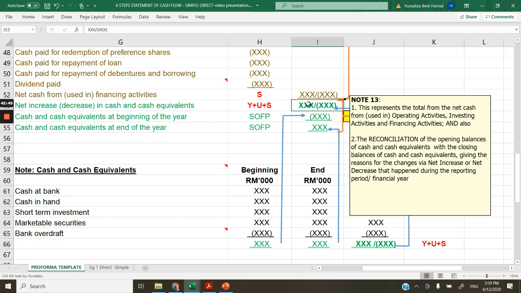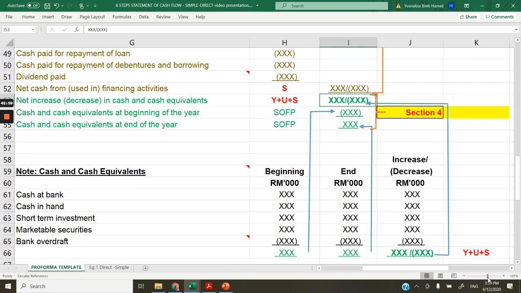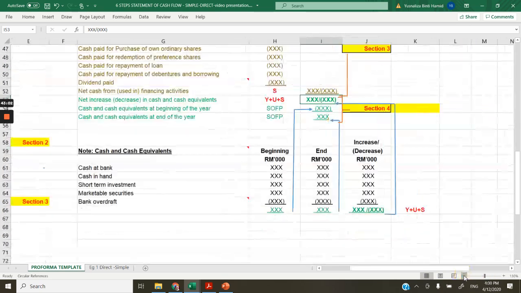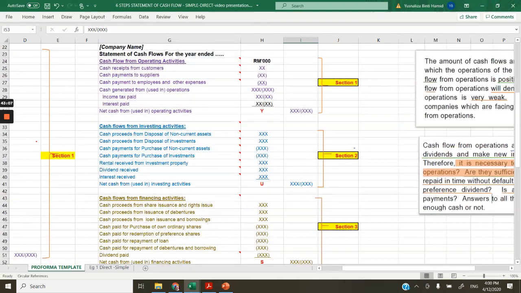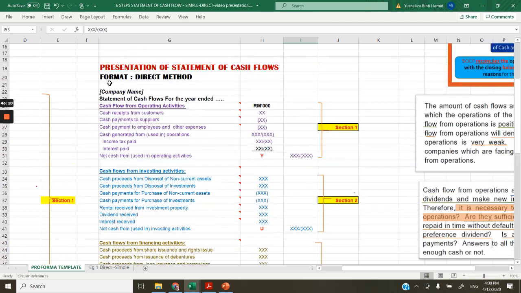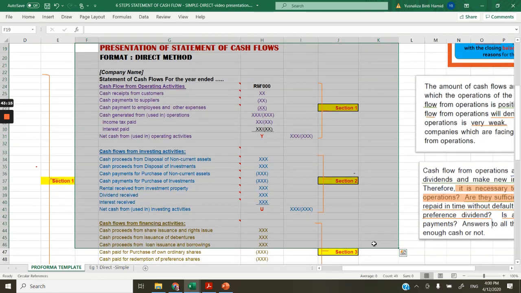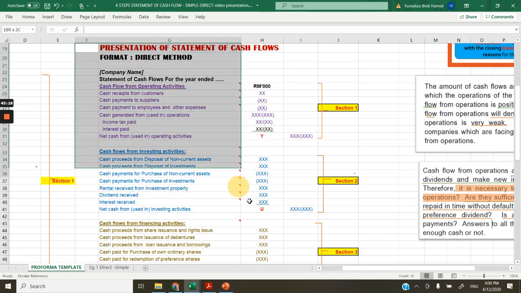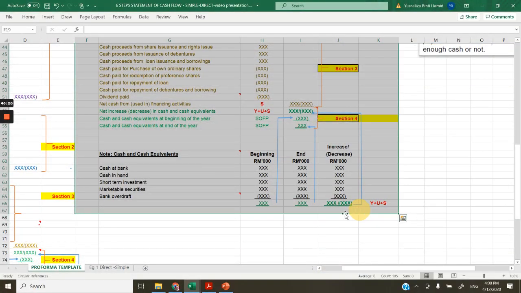I hope this has given a very thorough introduction of how a statement of cash flow would be presented if it is using the direct method. Okay, if it is using the direct method, let us just have a recap of the statement here. If you can see, these are the things that should be included. These are the so-called template that I'll be using.